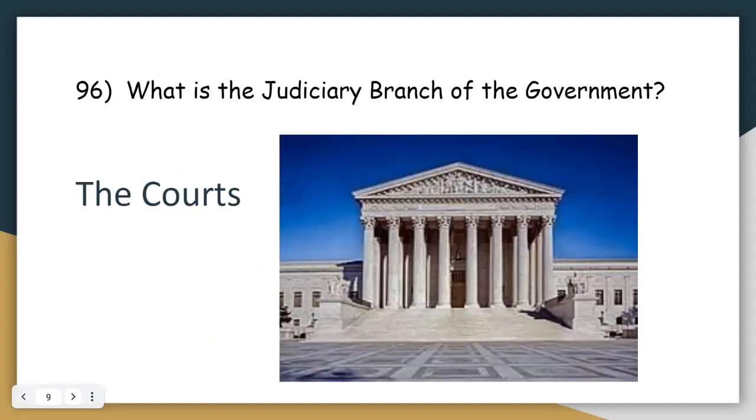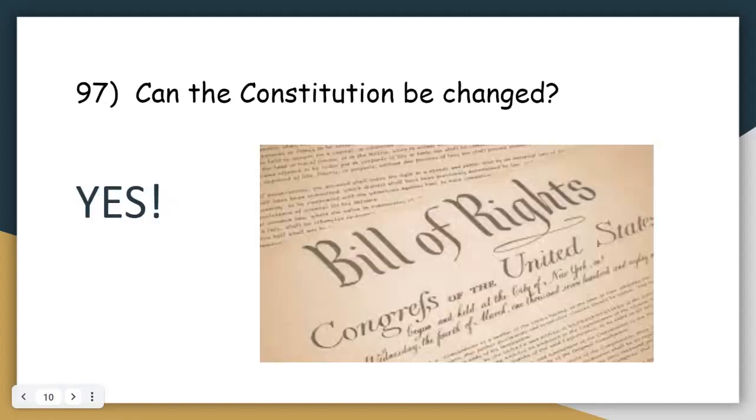Number 96, what is the judiciary branch of government? That is the courts. Pictured as the Supreme Court building, which is the highest federal court in the land. The state of Michigan also has its own Supreme Court, although it is subservient to the federal Supreme Court. And here in our community, tribal court makes up this branch.